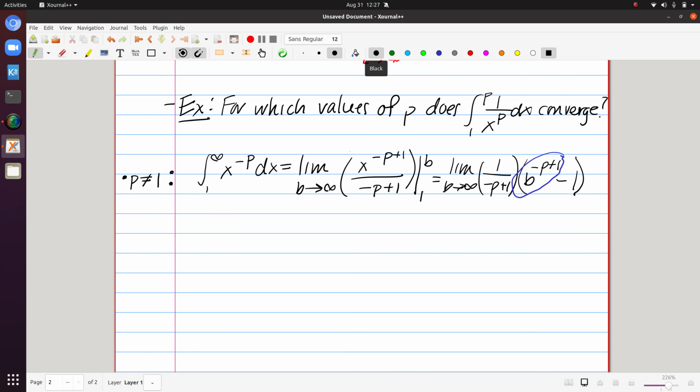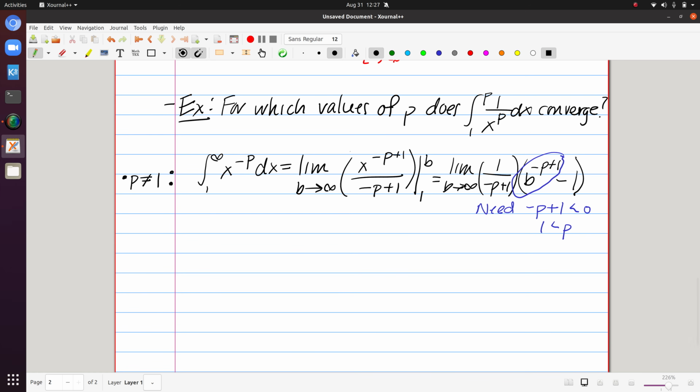So b, the base, is going to infinity. What we really need is to ensure that our exponent is negative so that it does not blow up to infinity. So we need this to be negative, and if you add p to both sides, that means we need p greater than 1. We're finding that if p is strictly greater than 1, this integral converges. Consequently, if it is strictly less than 1, it diverges. In that case, you'd have b raised to a positive exponent, which would be infinity, and we said that that's divergence.